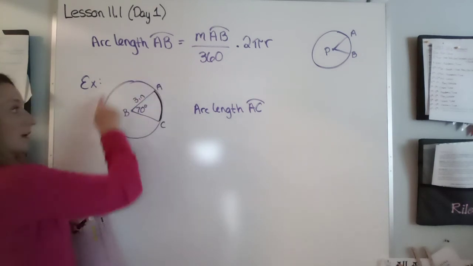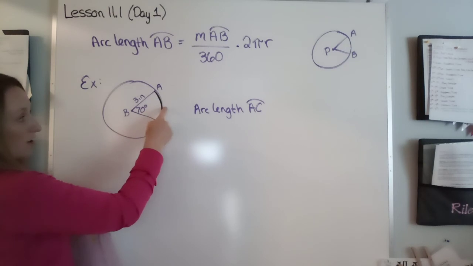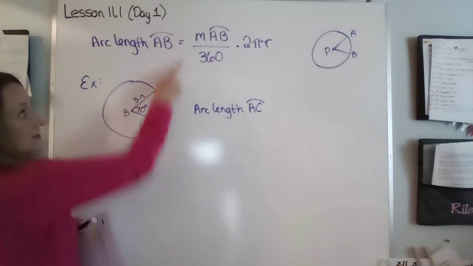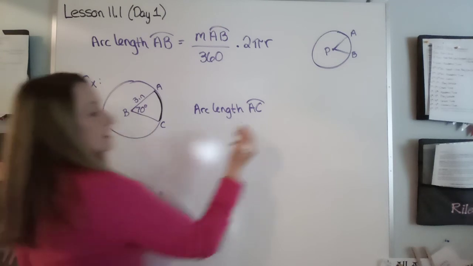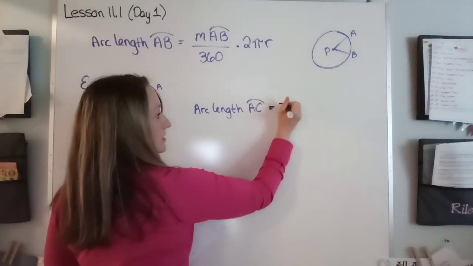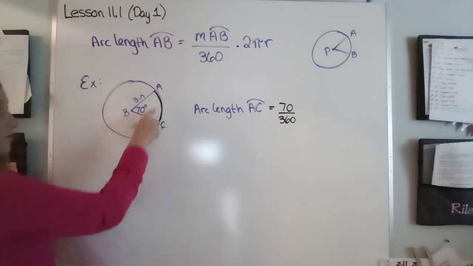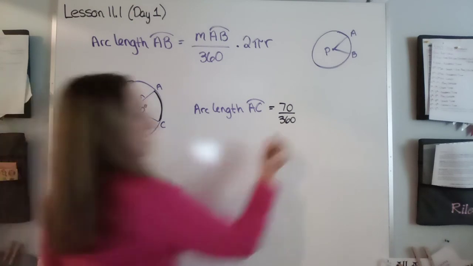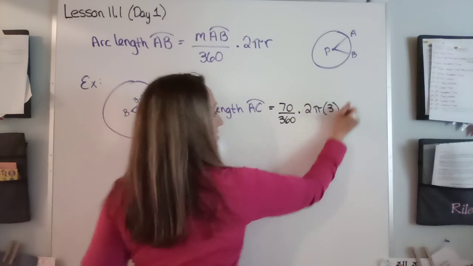Well, there are 360 degrees in a full circle, but this is 70 degrees, right? The central angle and the arc measure are equal to each other. So this is 70 degrees. I'm going to take 70 over 360, and that's going to give me the fractional part. So it's going to equal 70 over 360. And then once I know the fractional part that represents, I multiply by the circumference. So then times 2 pi radius, which in this case is 3.